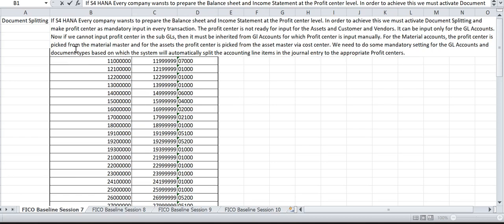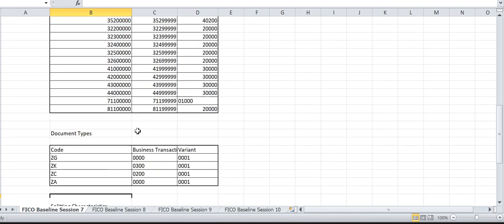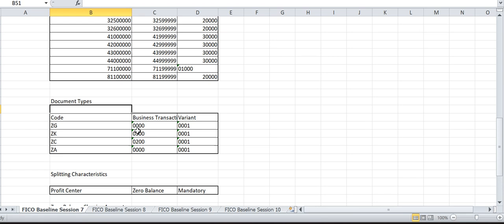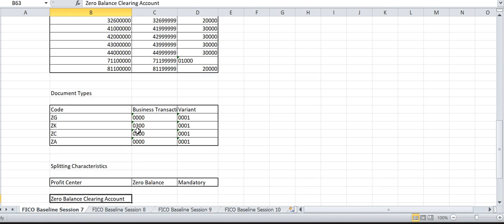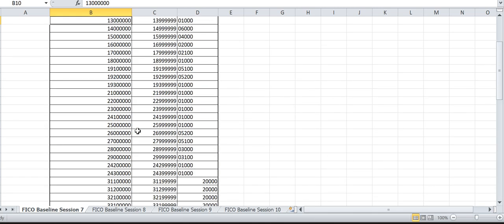In today's session, we will be discussing the concept of document splitting. Within document splitting, we have different concepts: item categories, document types, splitting characteristics, zero balance clearing, and activating and deactivating the document splitting.